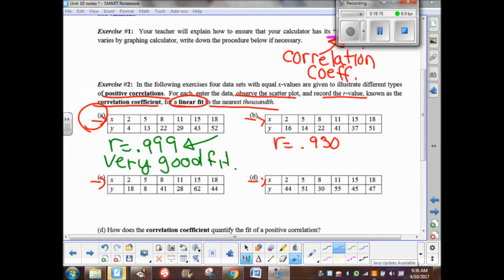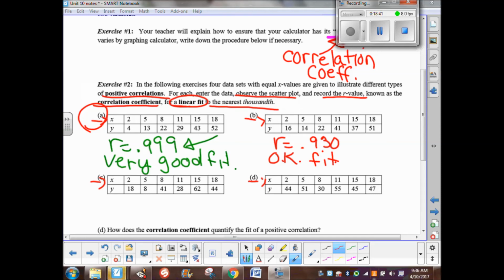0.930 to the nearest 1,000? 0.930. Is that as good as A? No. Okay. We would say that that's an okay fit. And those of you that did B, when you looked at your scatter plot, it was probably pretty good. Right? Pretty close to perfect, but not quite like A.